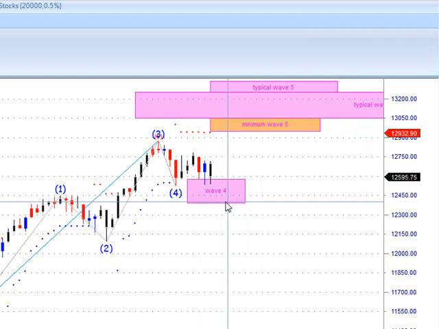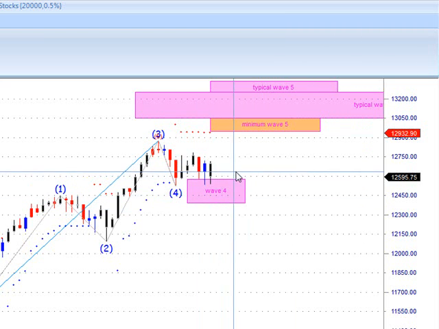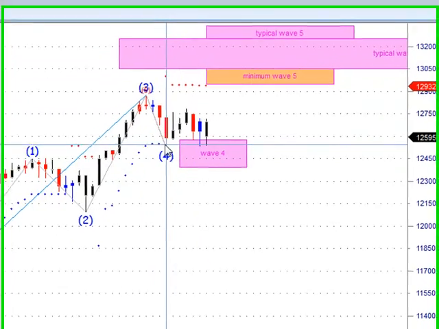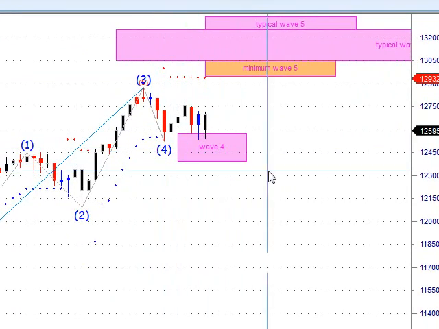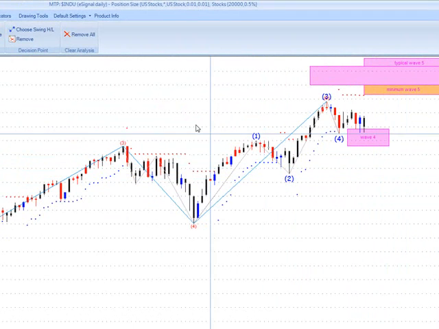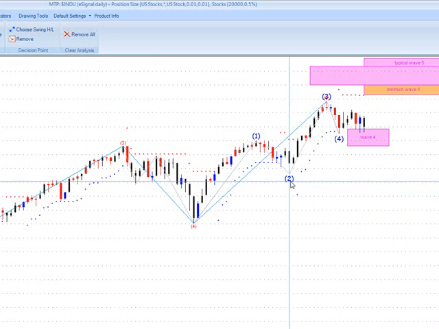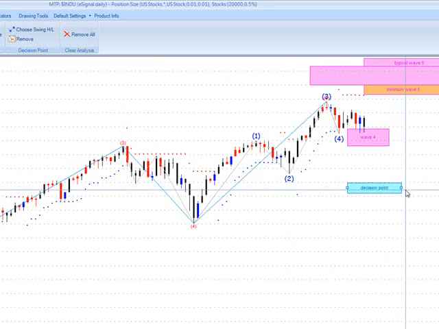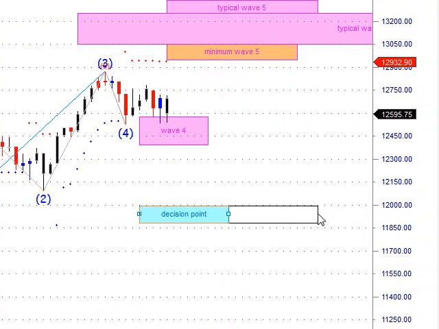Now if they take this area out, there'll be some support just below the wave 4 support area, maybe this 12,300 area, and then if we took a DP off the wave 2 support area way down here, all the way down to 12,000.